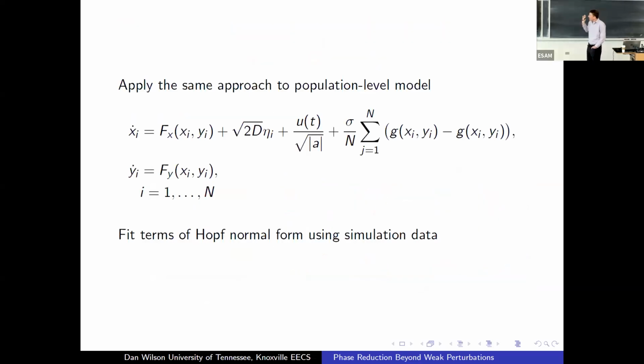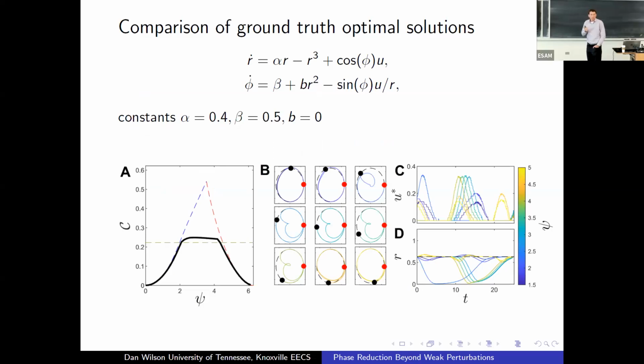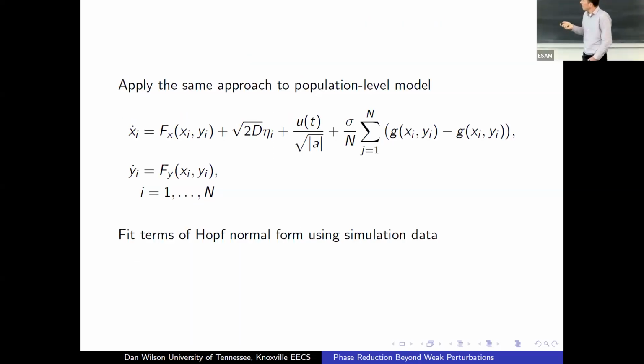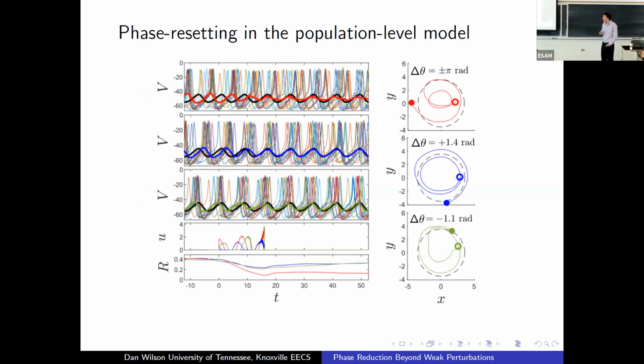I want to see, can I get a similar result when I actually apply this to a coupled population of oscillators? Does this general intuition follow with the optimal control solutions for this system? So I take a population, in this case of neurons, have a mean field coupled, and try to solve this exact same optimal control problem. I fit the terms of my Hopf normal form using some simulation data, and I get behaviors that are similar. So again, if I want to do a shift in my phase that's pi, so kind of the largest shift that I can possibly give, I end up going through the center here to something that's desynchronized before coming out the other end at the correct phase.